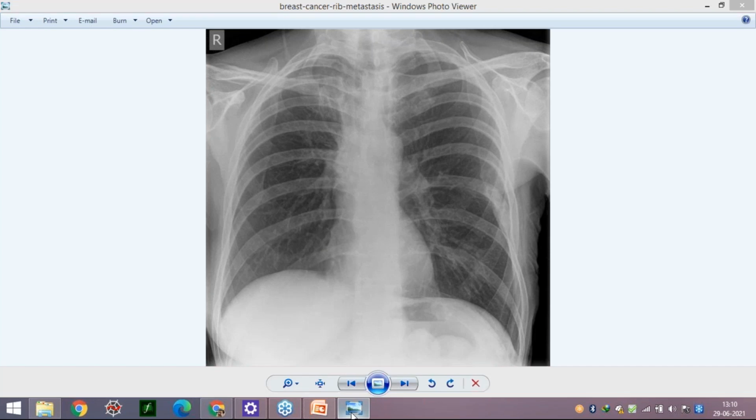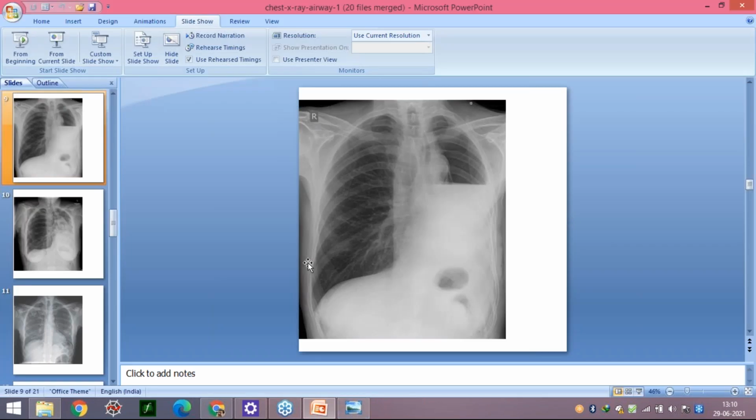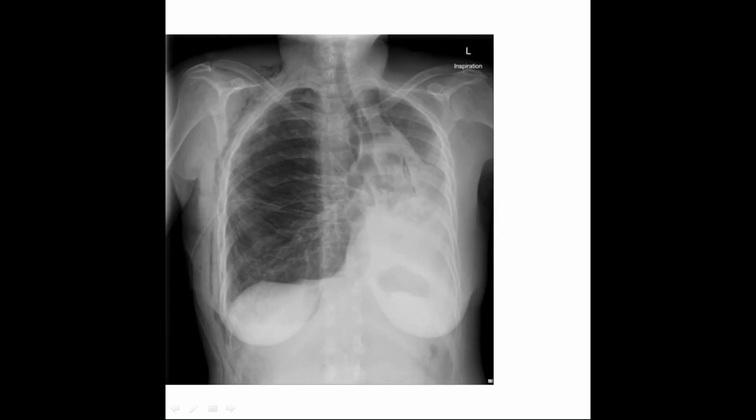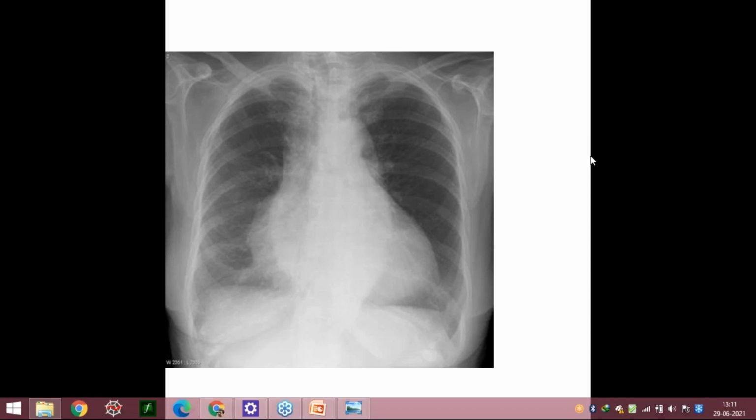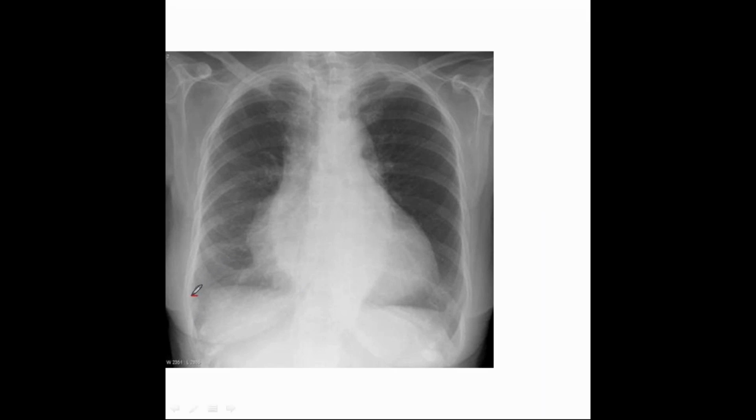Curly B lines are difficult to. It is more of a theoretical. What are curly B lines? Okay, I agree that they are seen in pulmonary edema, but where do you see curly B lines? Curly B lines are seen usually here. No, it is seen at the base.